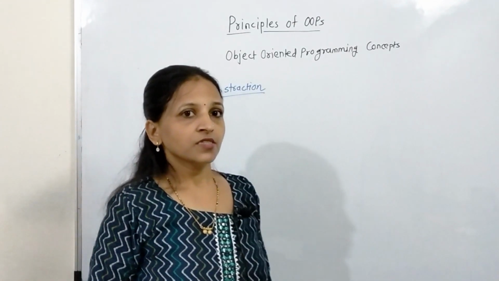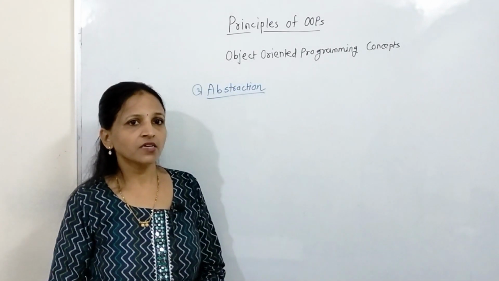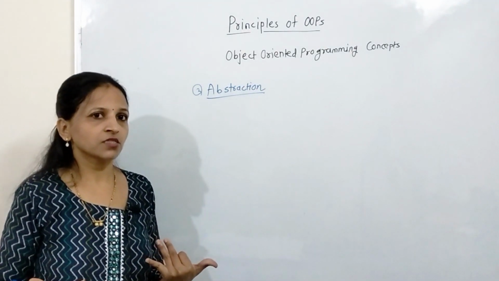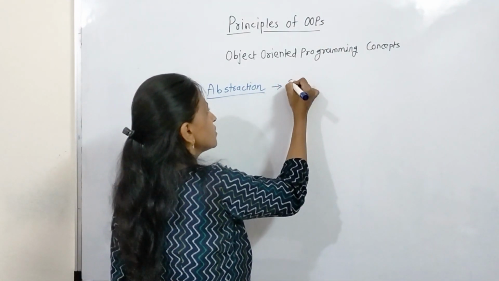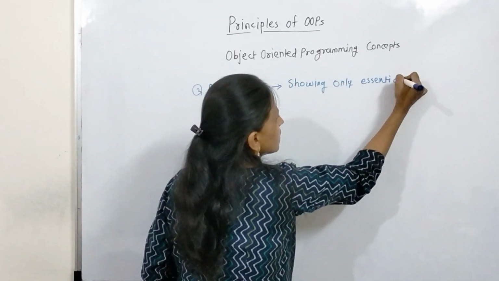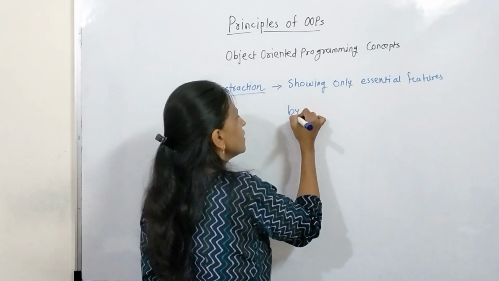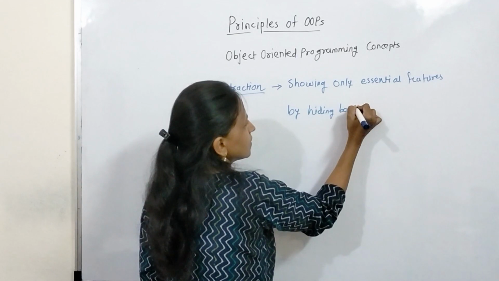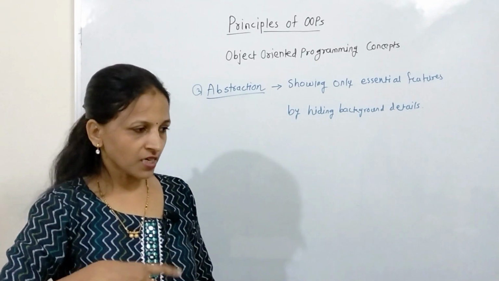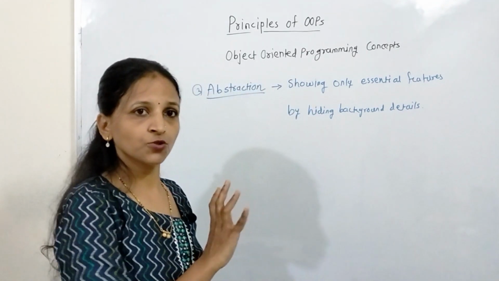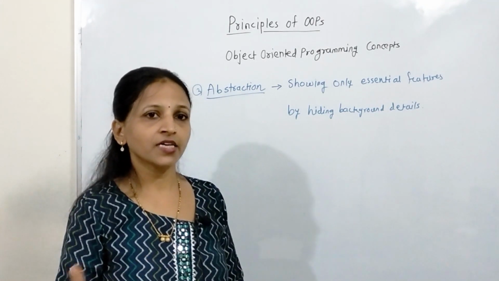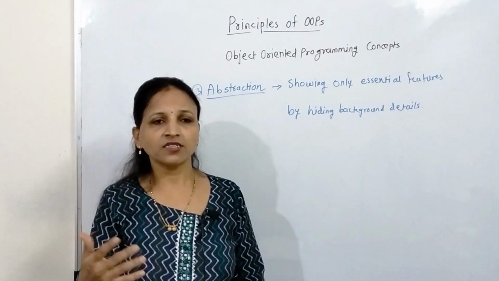In simple words we can say that abstraction is nothing but showing only essential features by hiding background details. See here, abstraction refers to showing only essential features by hiding background details. See, we have just seen that class concept. In that class concept we have declared that student class, and that student class is having some functionality along with that, like get data, display data, then show result.